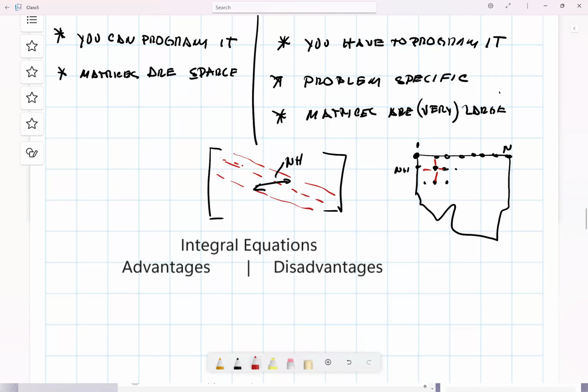Let me see if I'm not missing any disadvantage. Okay, yes, advantages. It can apply to irregular geometries, and it can work for nonlinear media too. So you can have a geometry like this crazy thing, it doesn't have to be a sphere or a rectangle or something. It can be completely general. You can solve it like that. And the only thing is that you have to program it.